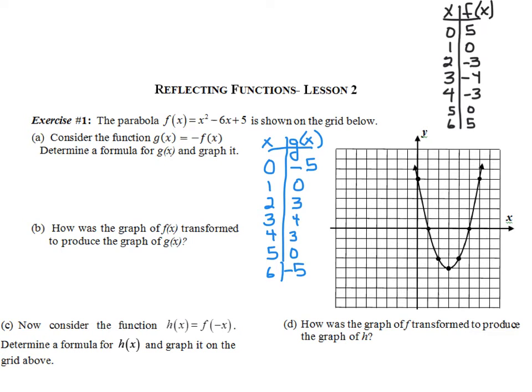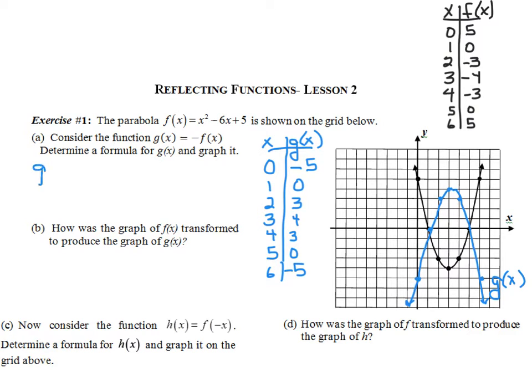I'm going to go ahead and graph that, but then I'm going to come back and make the formula for g of x. So pause the video, take a few minutes to plot these points, and graph negative f of x. So I have graphed all the points for the blue function representing g of x. Let's go ahead and find the formula for g of x.